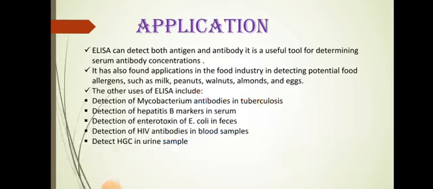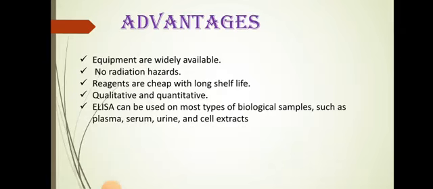The application of the technique is both antigen and antibody detection. In the food industry, we detect food allergens like milk, peanuts, walnut, almonds, egg. Other ELISA applications include detection of mycobacterium antibodies in tuberculosis, detection of hepatitis B markers in serum, detection of enterotoxins of E. coli in feces, detection of HIV antibodies in blood samples, detection of HCG in urine samples.